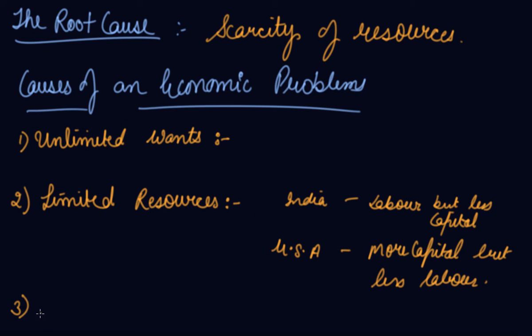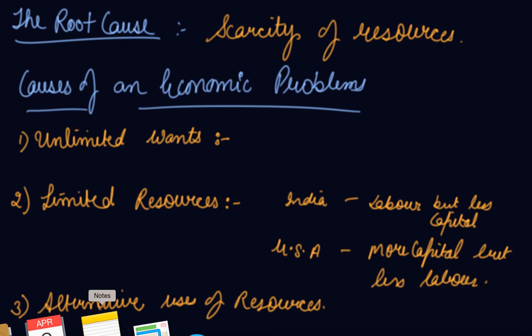And the third is alternative uses of resources. Alternatives means that a resource can be used for many purposes, but a resource can be used only for one purpose at a time. A piece of land can either be used to grow a crop, or to make it a garden, or to build a house on it, or you can build a factory on it, but it can be only one of that. So to choose among the alternatives is your economic problem, and these are the causes of an economic problem.